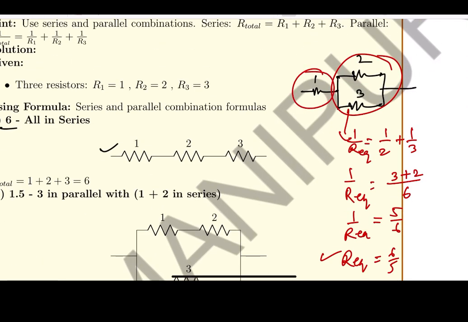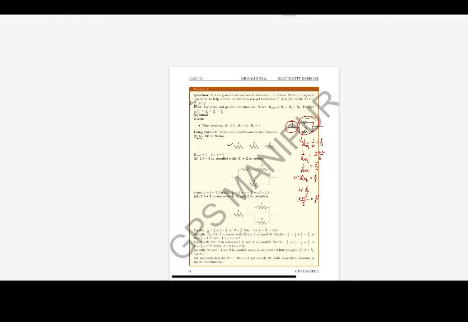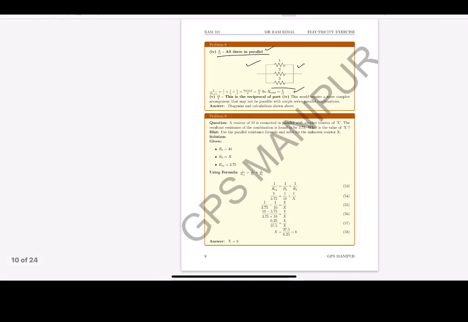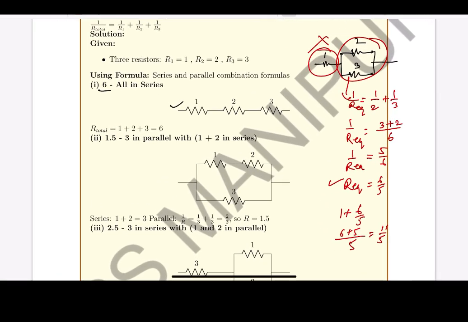Now 1 is also there. So it will be 1 plus 6 by 5, which is 6 plus 5 over 5, 6 plus 5 is 11, so 11 by 5. Is it written anywhere as 11 by 5 or not? Just search for it. Is there anywhere? No. So not possible. This combination is not given.